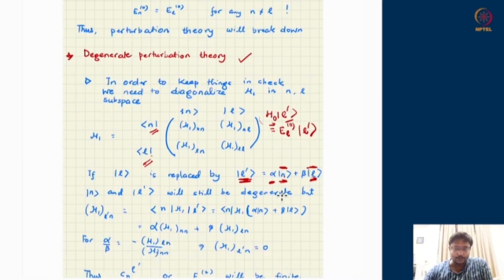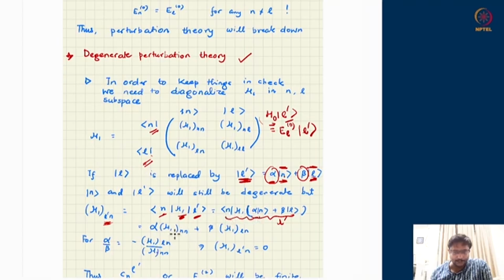However, while doing so, I can carefully select some alpha and beta such that H1 L primed n, the off diagonal term in the new wave function basis, is 0. That means I want H1 L primed n to be 0. So I compute what H1 L primed n is. That will be H1 squeezed between L primed and n. This is the L primed from the left and this is the n from the right, and I want this to be 0, which I can open up.